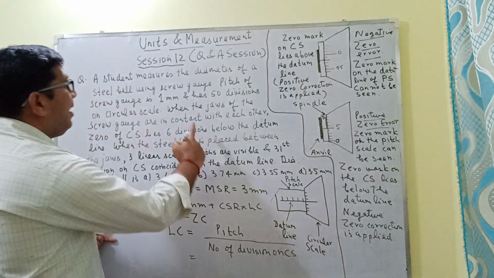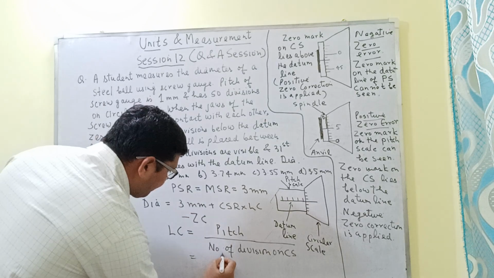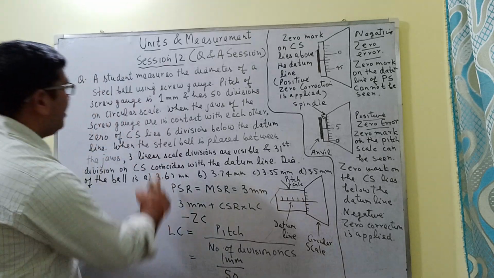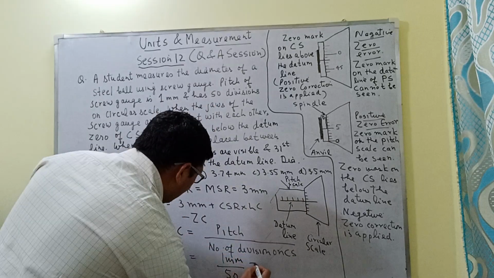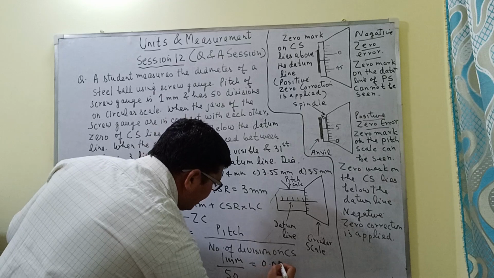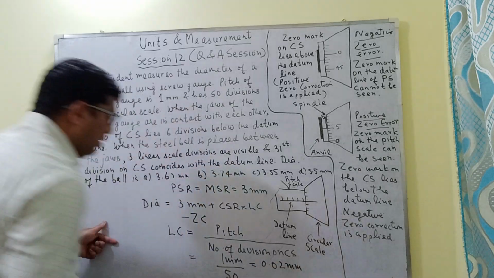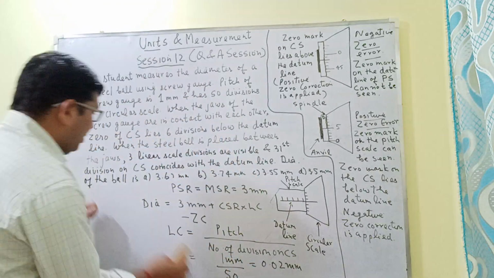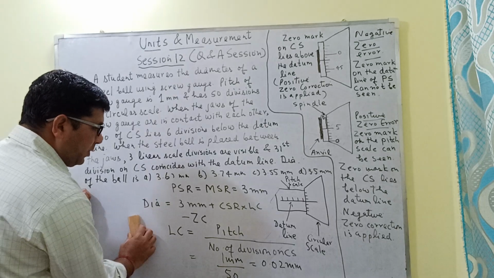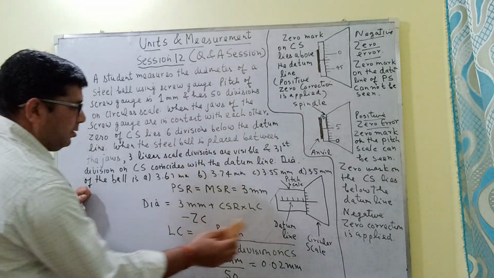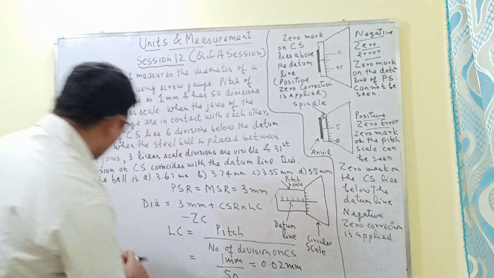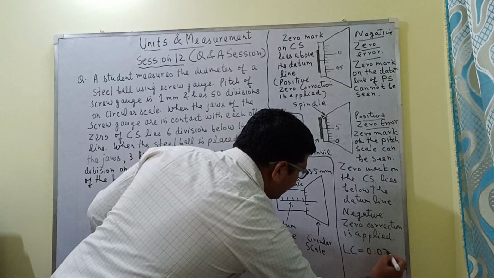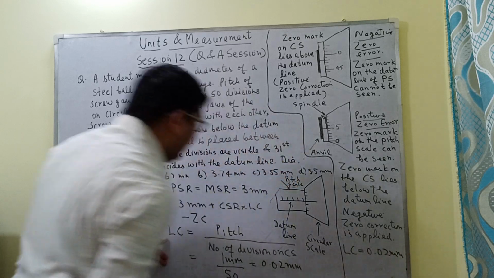So pitch is given as 1 mm, and the number of divisions on the circular scale is 50. So this will be 1/50, which is equal to 0.02 mm. So the least count of this screw gauge is equal to 0.02 mm. I will write this least count here: least count is equal to 0.02 mm. Okay, we have found this.